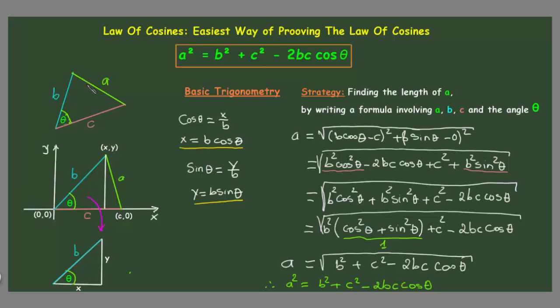Still, you can use other sides here. You can use c, you can use b. But the process that I find the easiest way to prove it can apply for any side you're going to use to prove the law of cosines. So yeah, of course, this is our formula.